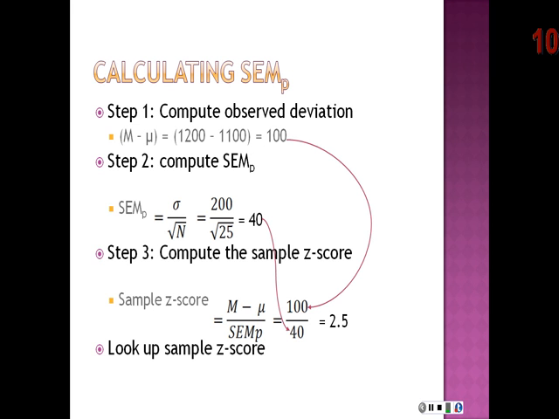Now we can look up 2.5 on our z-score table. You remember your z-score table in Appendix A. So we look that up, and what we find is the sample z-score is at the 99th percentile. What that means is these 25 students among these 5 schools scored higher than 99% of everybody else in Washington. So their scores taken by chance are fairly inflated.